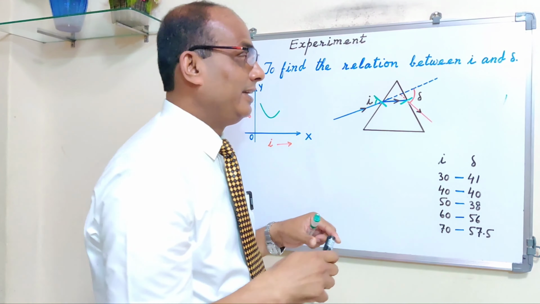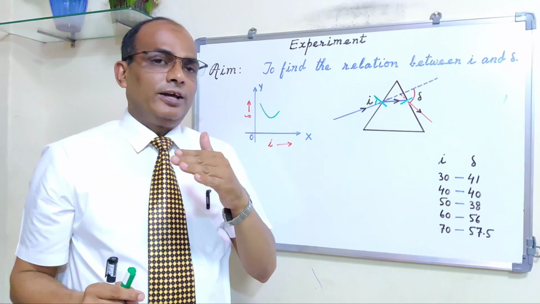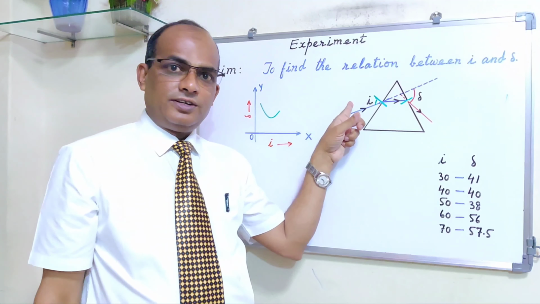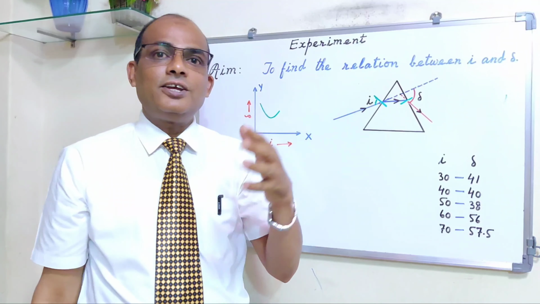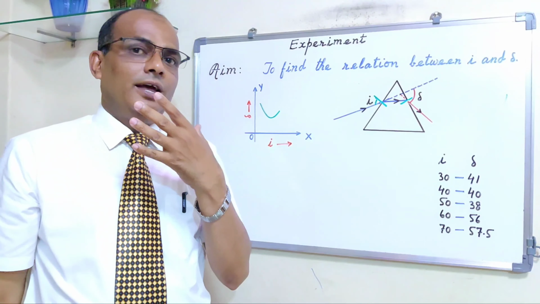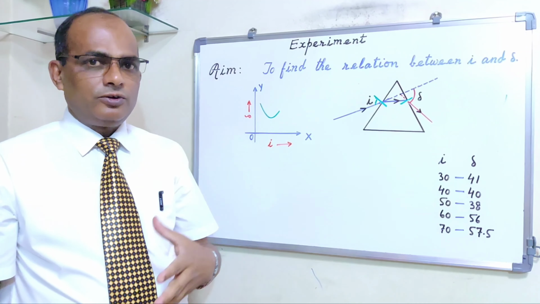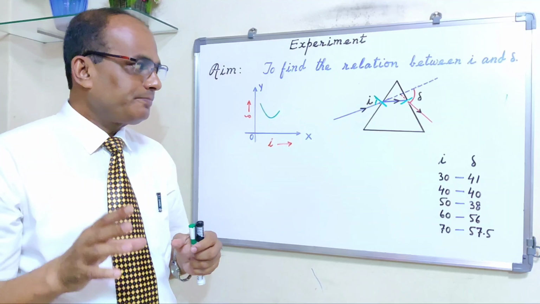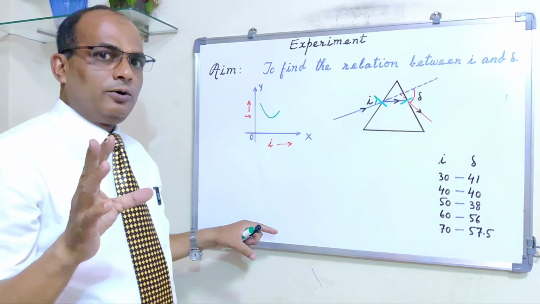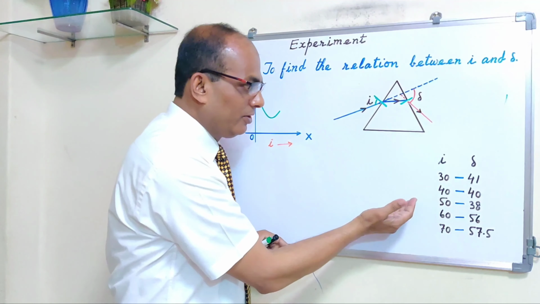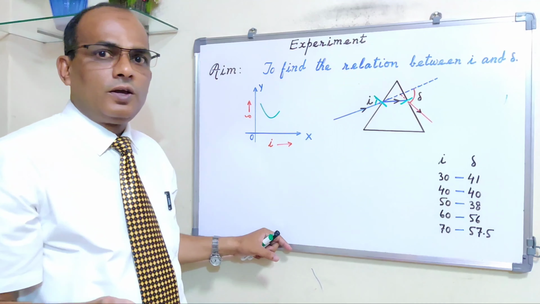Alright, angle delta. So now for different values of angle of incidence I, we will see what's the relation between I and delta. And that relation I am telling you, we are actually going to perform the practical. I'll show you. Already I have performed the practical, the values I have got, but once again I'll show you.